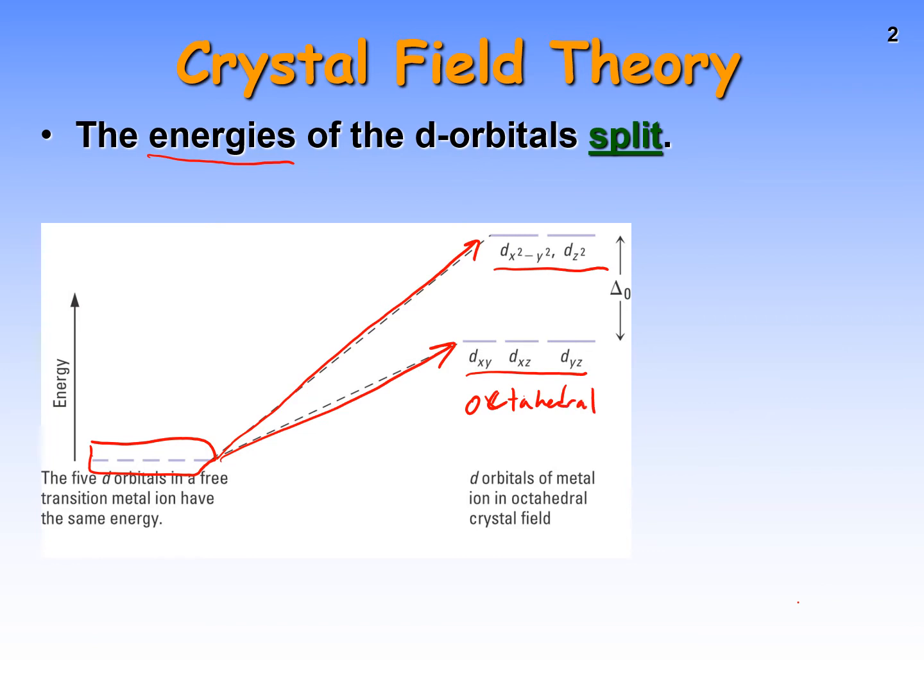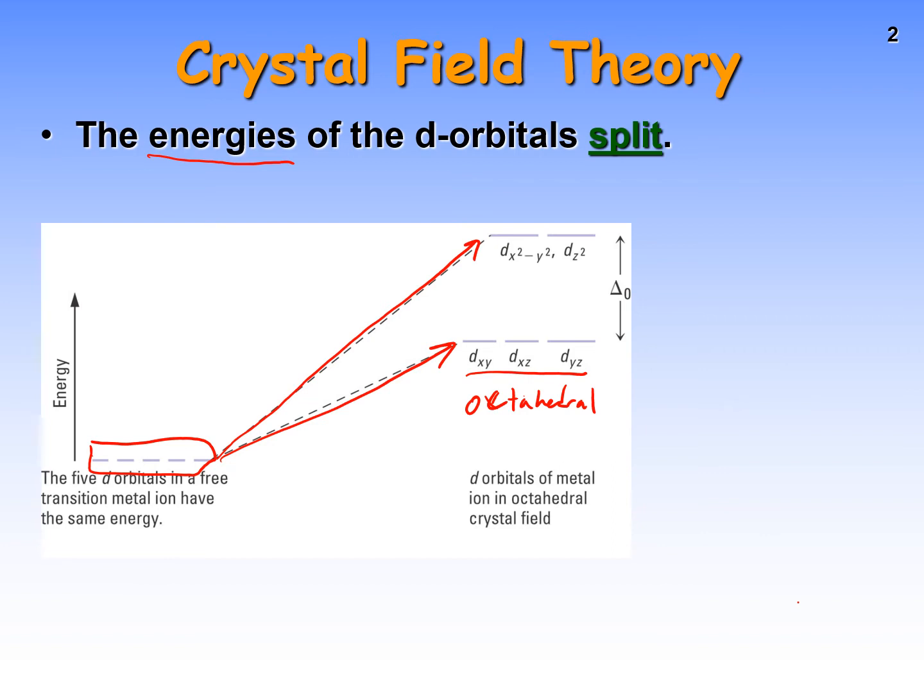And so in an octahedral, we have these 3 lower energy d orbitals, and we have these 2 higher energy d orbitals that shift up even higher than the other 3. Now, why do these shifts happen? Well, because by putting in a ligand, we've actually moved these d orbitals into an electric field.